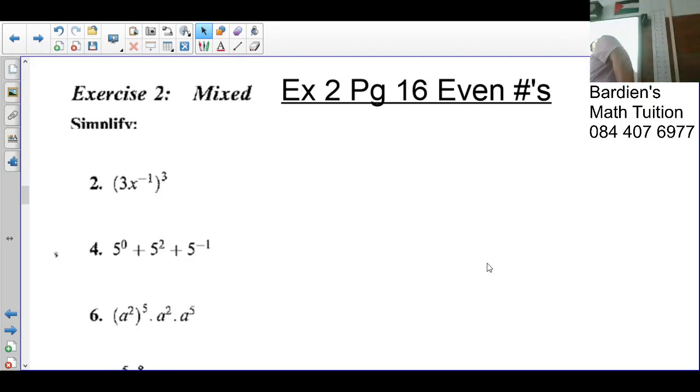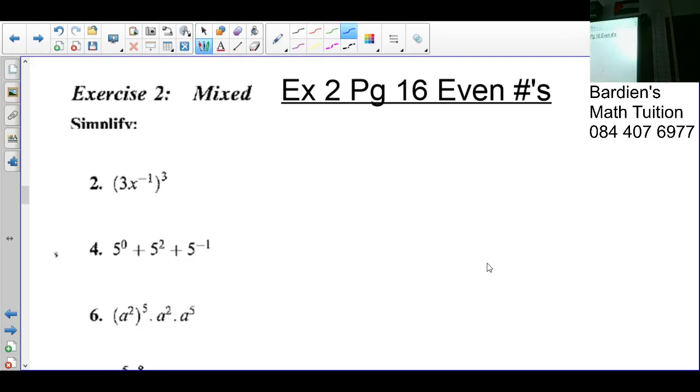So number 2, 3 cubed is x to the negative 1 times 3. So what needs to happen with this negative exponent? 27 over x cubed. Any problems there? No? Let's look at number 4.